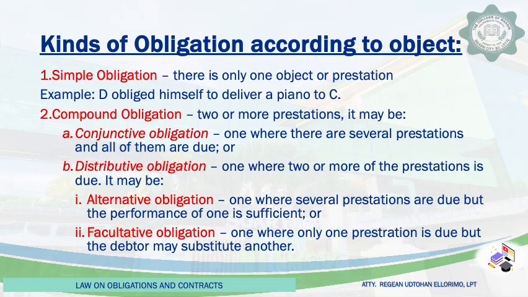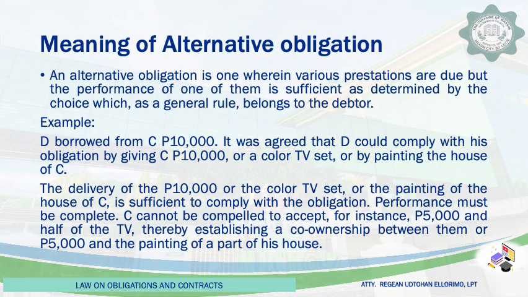Alternative, you can choose one. Facultative, one is due but may substitute another. Ato pa yung diskussan, ang meaning sa alternative obligation para mas masabtan. An alternative obligation is a type of obligation where several prestations or various prestations are due, but the debtor only needs to perform one of them to satisfy the obligation.